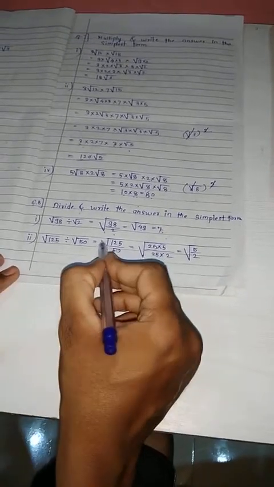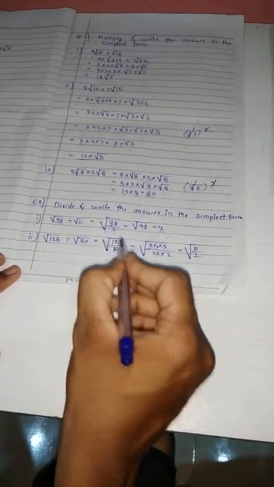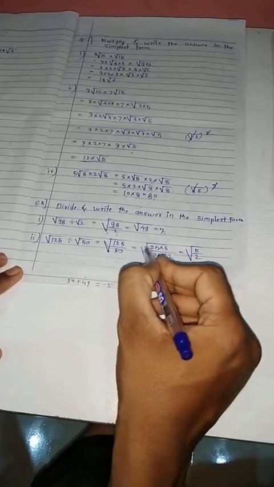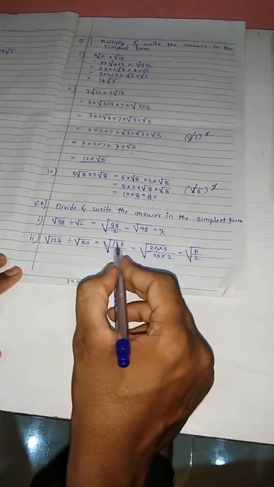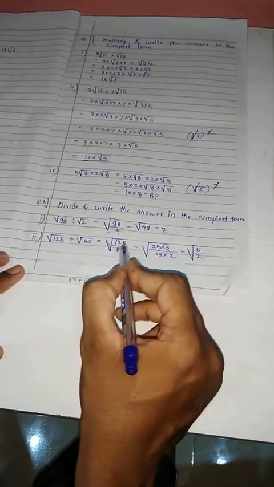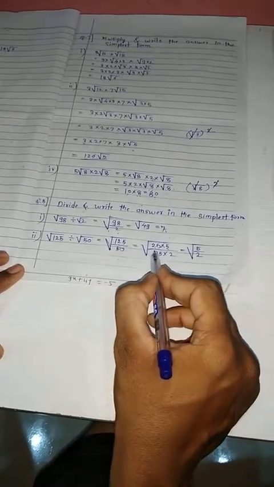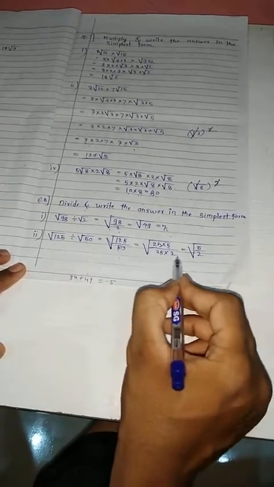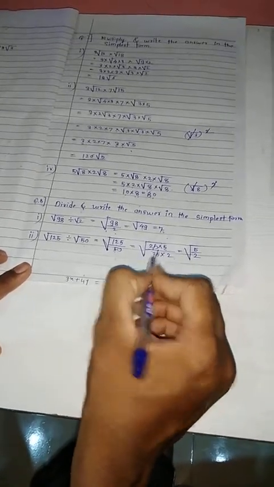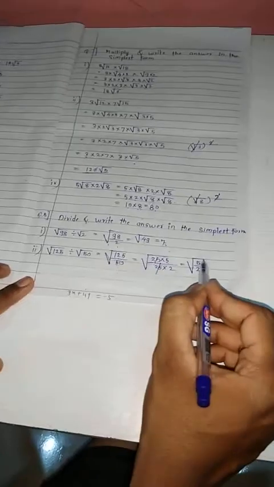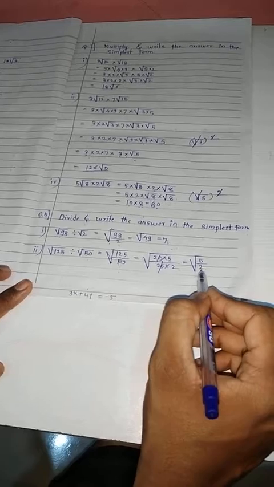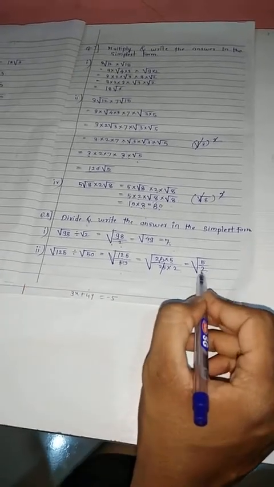We have to write it like this: the square root of 125 divided by 50. So, you just find the factors: 25 times 5 is 125, and 25 times 2 is 50. Here, students, the 25 cancels. So your answer is the square root of 5 upon 2. This is the simplest form, so this is your answer.